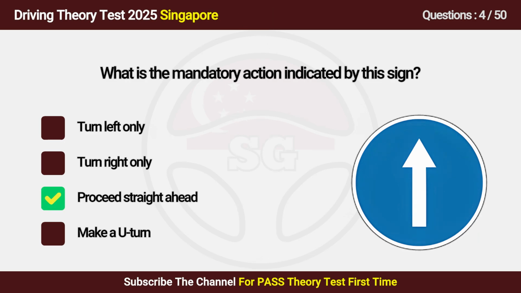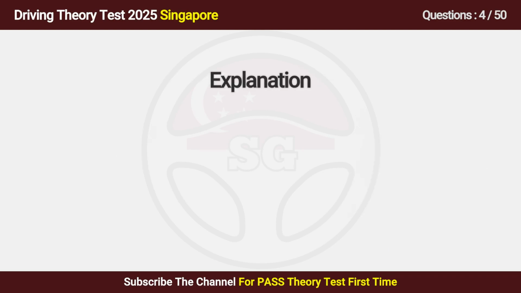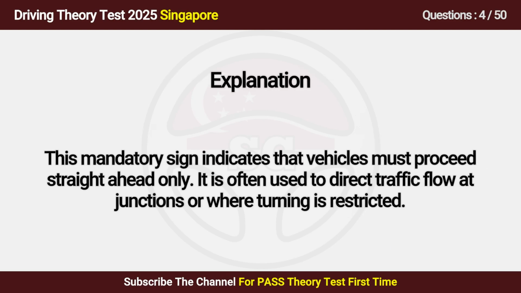Answer is C. Proceed straight ahead. This mandatory sign indicates that vehicles must proceed straight ahead only. It is often used to direct traffic flow at junctions or where turning is restricted.